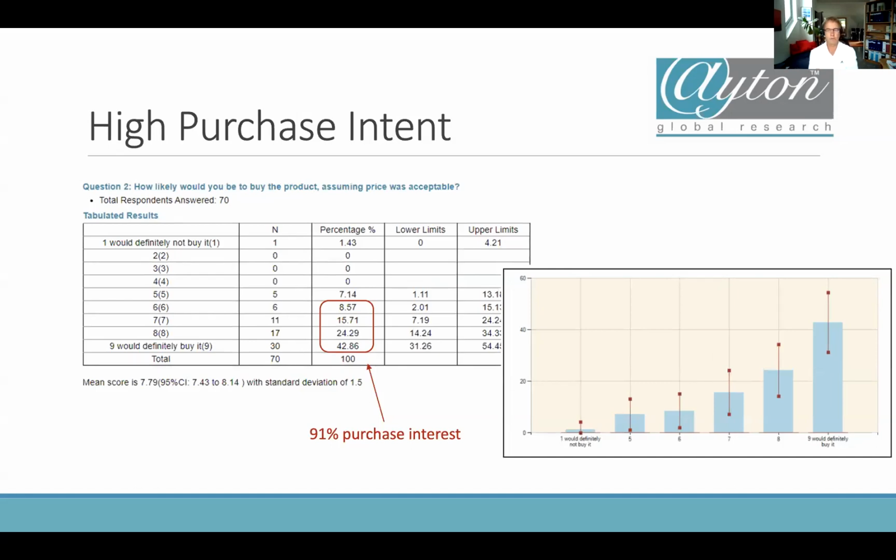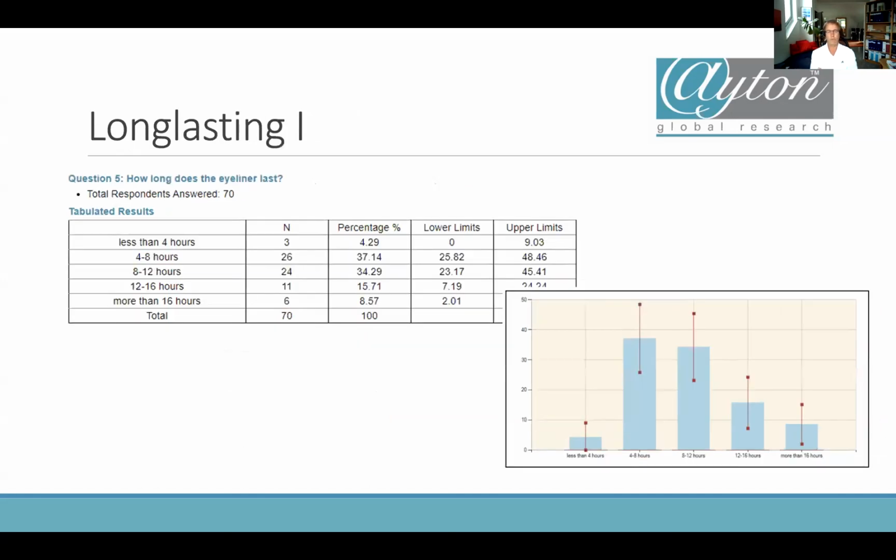So the second question, a typical question also: how likely would you be to buy the product, assuming the price was acceptable? We see that 91% show some purchase interest, and even better, if you take the 8th and 9th, which are the highly interested, you've got 2/3 who have a high purchase interest, so are very, very likely to buy the product. So definitely a good product.